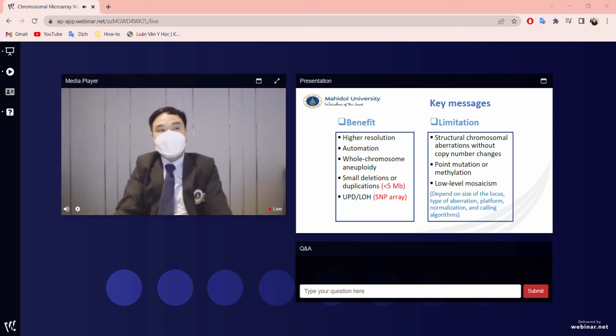There are several limitations of chromosomal microarray. For example, microarray cannot detect balanced chromosome rearrangements, such as inversions or translocations, which do not result in deletion or duplication of genetic material. This test does not detect point alterations, small deletions or insertions below the resolution of this assay, or other types of variants such as epigenetic changes. This test is not designed to detect mosaicism, although it can be detected in some cases depending on the size of the locus, type of aberration, platform normalization, and calling algorithms.